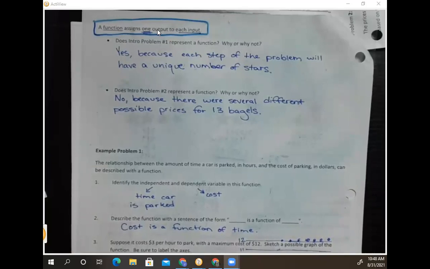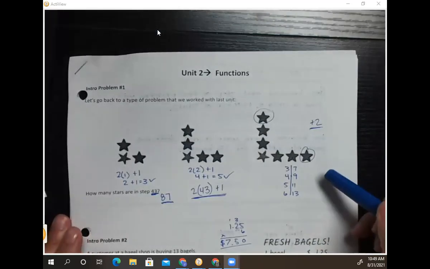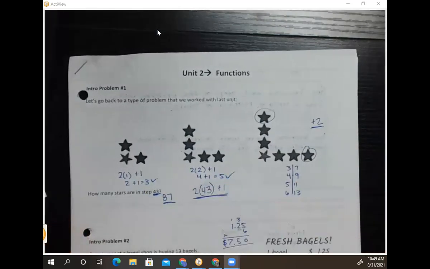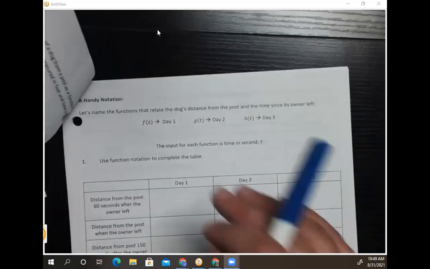That's a function. And so what we're looking for there is, for each input, however many bagels I'm going to buy, we have exactly one output. We know what that cost is going to be. That's how we describe a function: for each input, there is exactly one output. If we think back to our pattern at the top of page 1 that we started with yesterday, for each step in this pattern, my input, I know exactly how many stars there will be. That's my output. So for each input, I have exactly one output. That's our idea for a function.